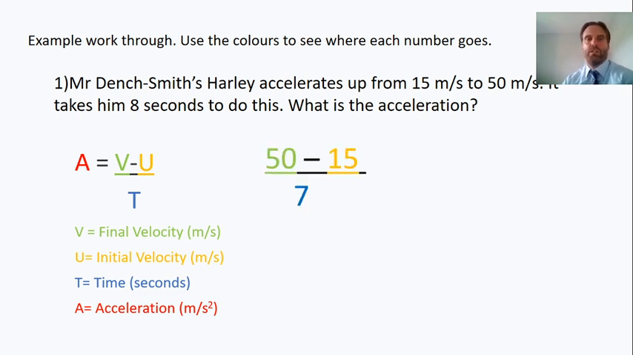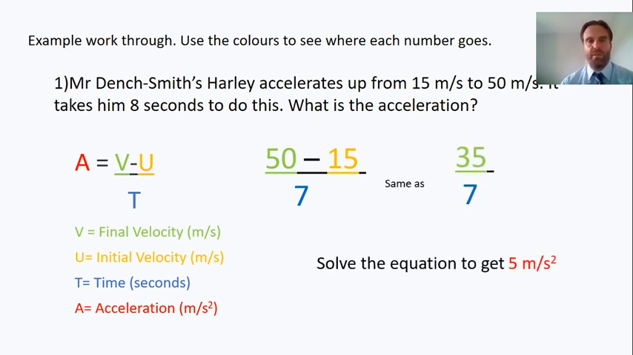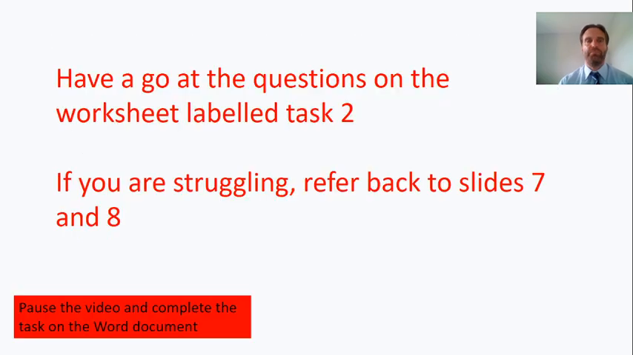So 50 minus 15, divided by the amount of time it took for that to take place, which should be an 8, not a 7. Then we've got 35 divided by 8, which would give you 5 meters per second squared. My apologies for the error in that question.